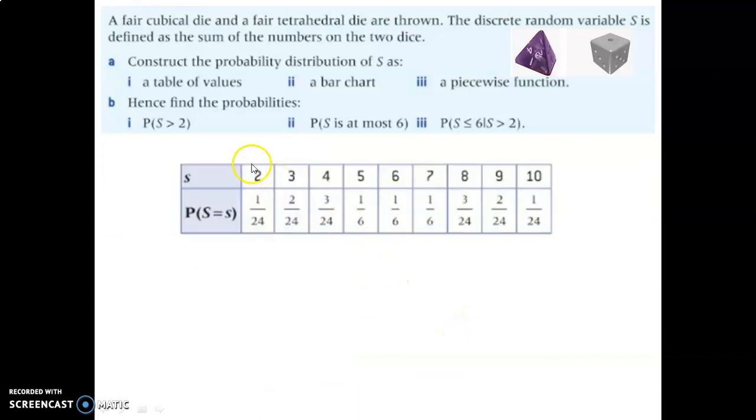Okay, now let's see if we can answer these questions here. These questions here are based on the probability distribution we just created for these die rolls. So what's the probability of the sum being greater than 2?